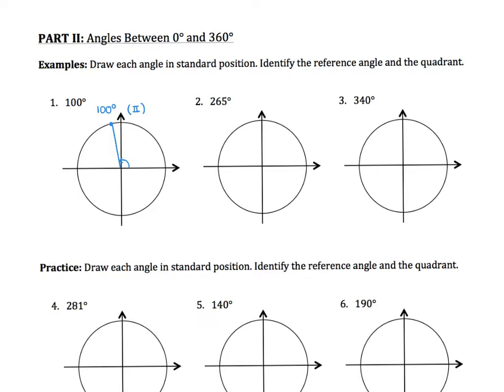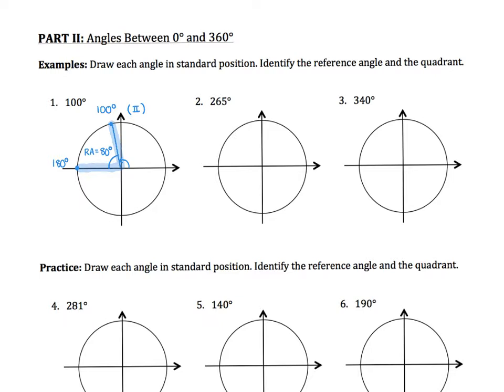And then we want to identify the reference angle. Well, remember, the reference angle is going to be between our angle and the closest x-axis. So it will probably be helpful for us to remember that this point right here is 180 degrees, which will make measuring this distance much easier. What's the difference between 180 and 100? Well, that would be 80. So your reference angle is 80 degrees. Done.